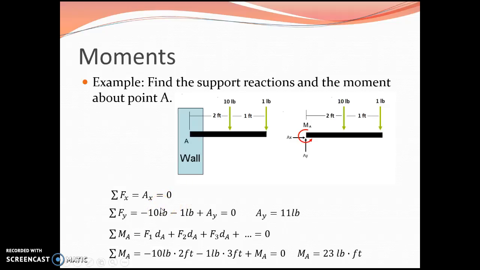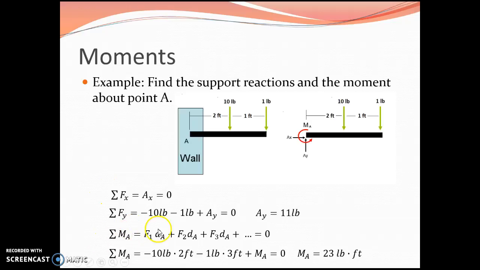Just like before, sum up your forces in the y direction. Let's make going upwards positive. So you have negative 10 pounds because you have 10 pounds going downwards. That's negative. You also have 1 pound going downwards, that's negative. And the only thing going up is this support reaction, AY. The wall is holding up the beam. Set the forces equal to 0 because it's not moving. I then used algebra to solve for AY. If you need help with algebra, make sure to raise your hand and I can come over and help you. These two were a review of what we've done before for support reaction.